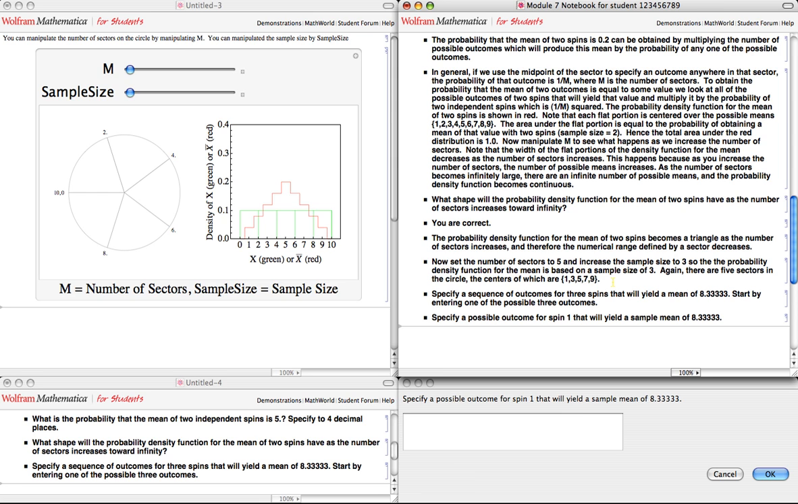Because there are 3 spins, the sample mean is computed as the sum of all 3 spins divided by 3. So to know what the sum of the 3 spins has to be, you have to multiply 8.33333 by 3, and that gives you 25. So you want the sum of your spins to be equal to 25.